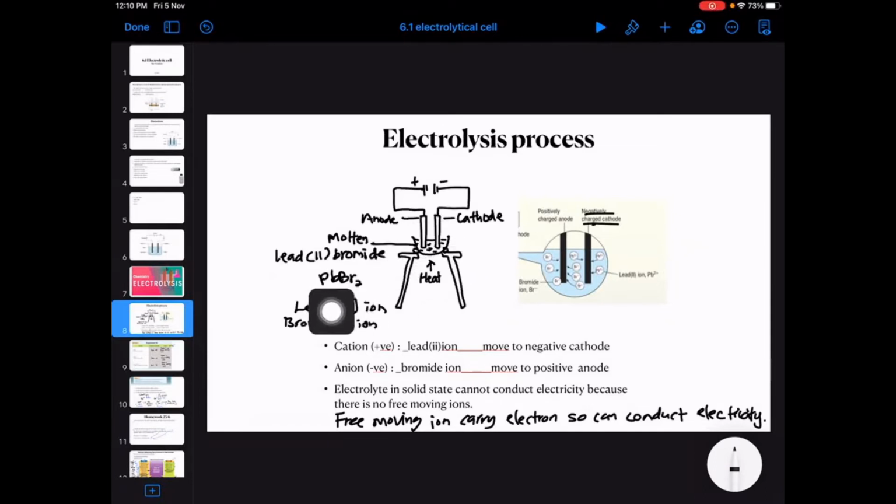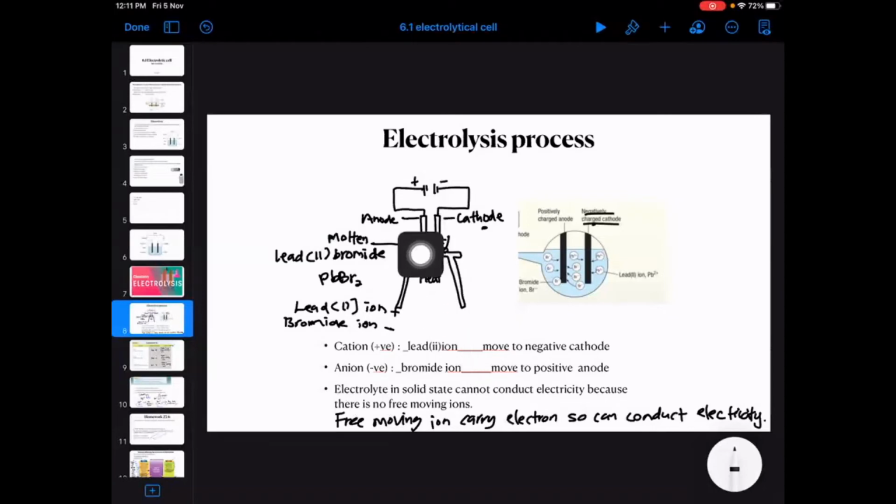You see, lead is a positive ion, bromide is a negative ion. So the positive lead ion will be attracted by the negative cathode. So the lead ion will move to the negative cathode. The lead ion is a cation because it moves to the cathode. The bromide ion is a negative ion. It will move to the positive anode. So we call the bromide ion an anion. So what is the cation? Lead ion. What is the anion? Bromide ion.